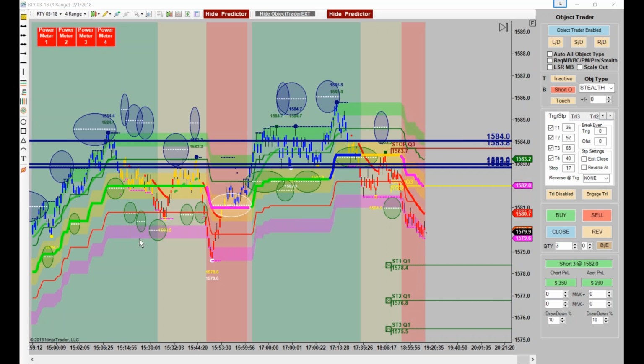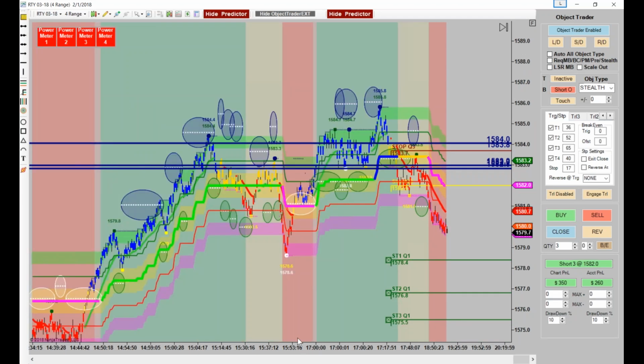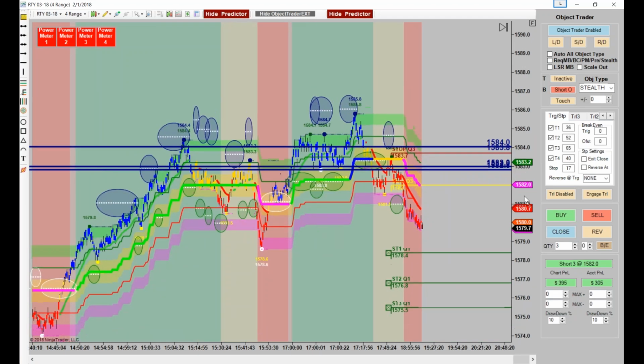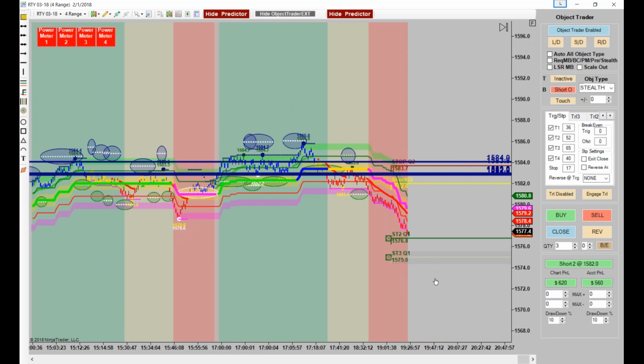Okay, I turned that off. Everybody see this right here? Now, let me ask you a question. If you were looking at this chart and this was in real time, where would you put your stop on this chart?